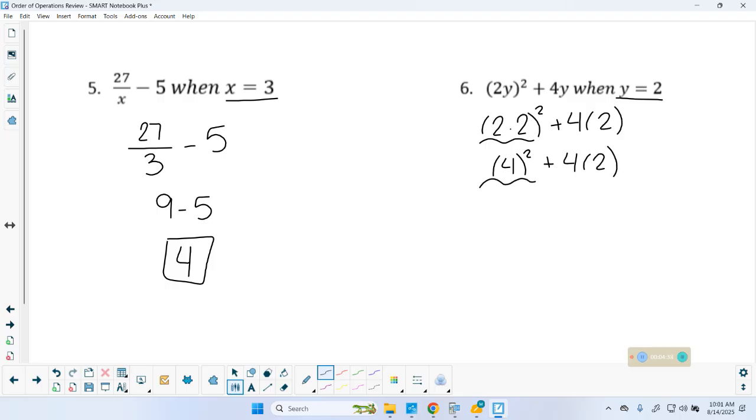Next, we have to do our exponent. 4 squared means that 4 is there twice. So this will be 4 times 4, which is 16 plus 4 times 2. Then we have to go ahead and multiply together that 4 and 2, which will give us 16 plus 8, and then we will have our final answer. So 16 plus 8 is going to end up giving us 24.